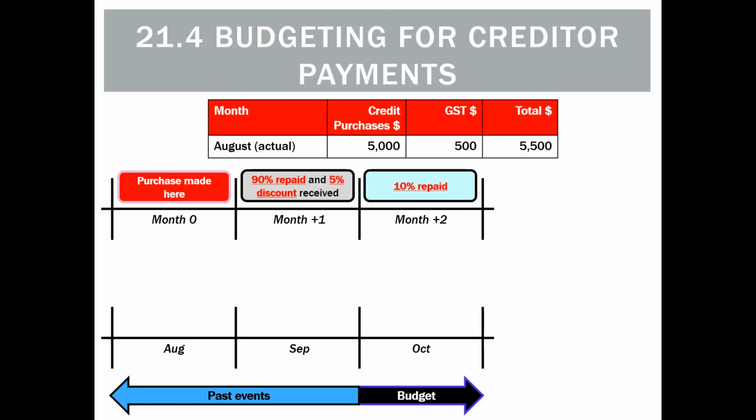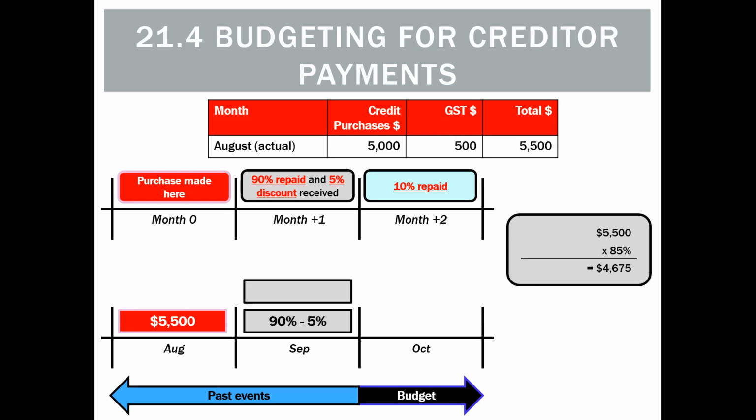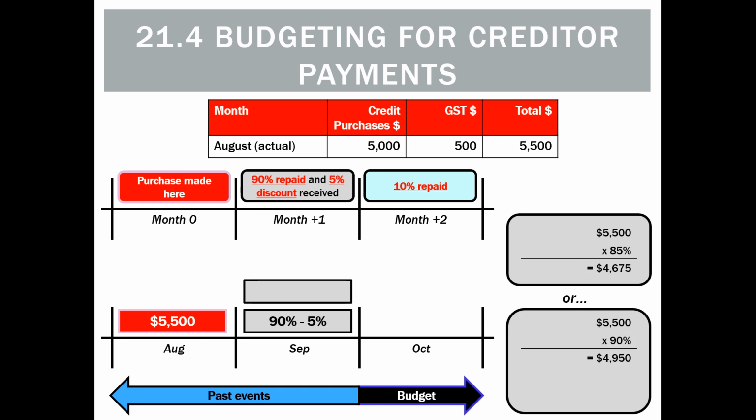So take the month of August, for example. We will owe $5,500, and we're going to pay back 90% in that first month, which would be September, less a 5% discount. So as we did with debtors, there's two ways to calculate this. Is it 5,500 times 85%, in which case you get 4,675, or is it 5,500 times 90%, which would just be the people who we're going to pay back, and then for those people times that by 95% to get 4,703.